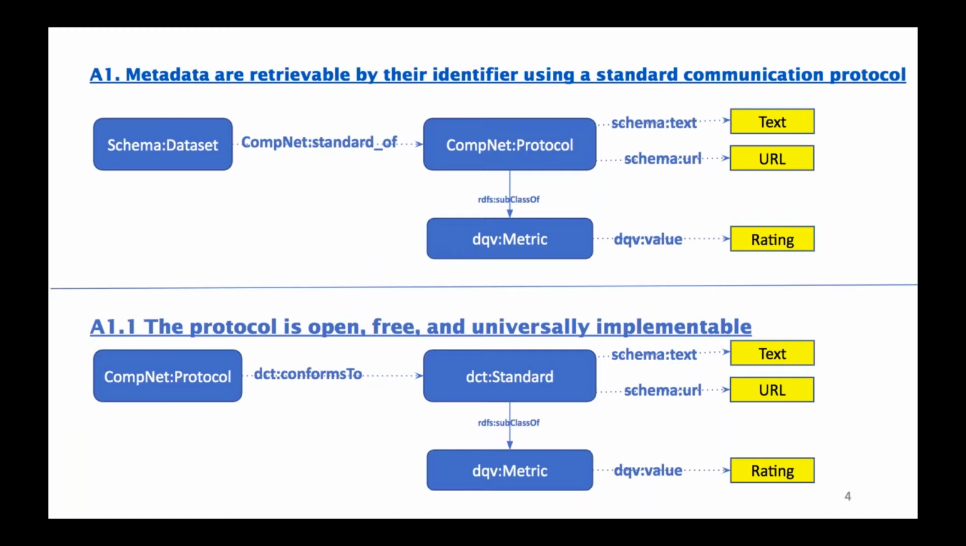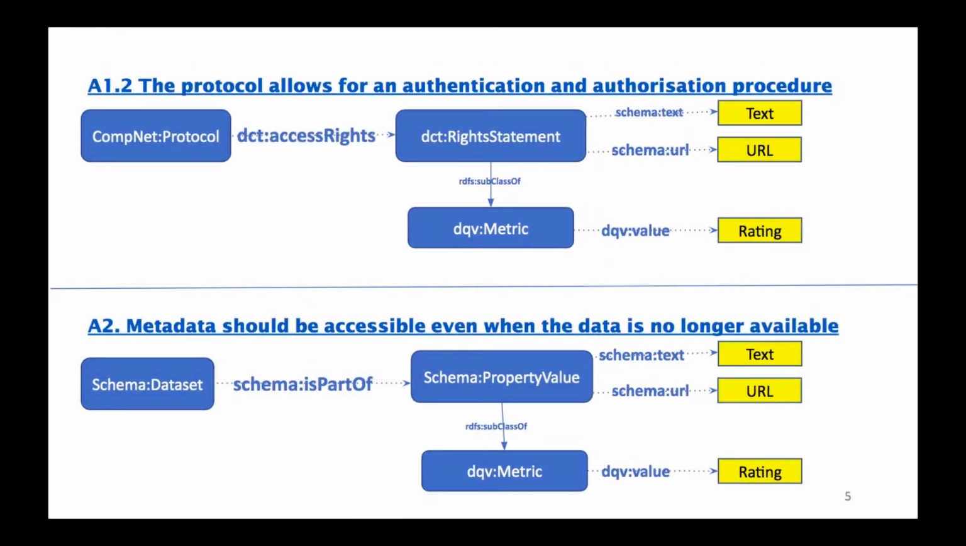Next, we have A1.2: the protocol allows for an authentication and authorization procedure. We choose the access right property from DCT, linking the protocols from ComputerNet to DCT right statement, and inserting all the statements for the authorization and authentication procedures. And if this is inserted, we will give it a value rating.